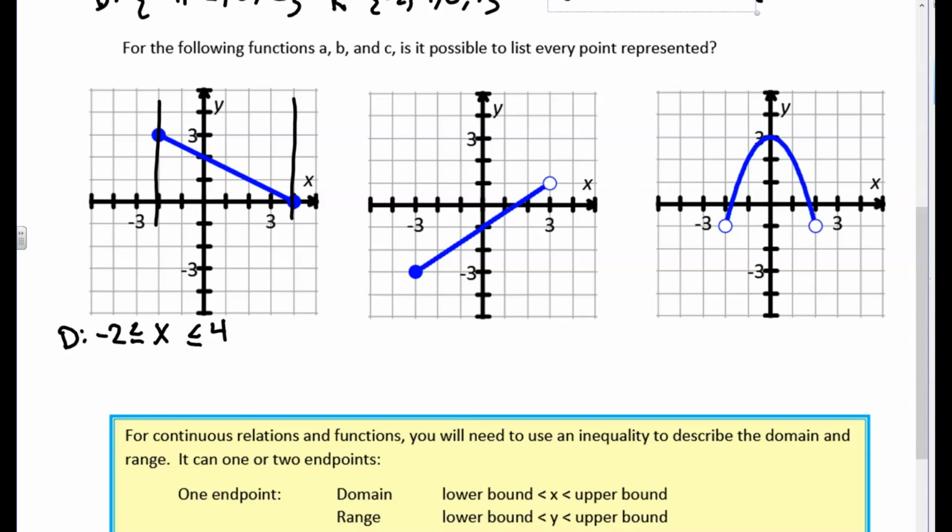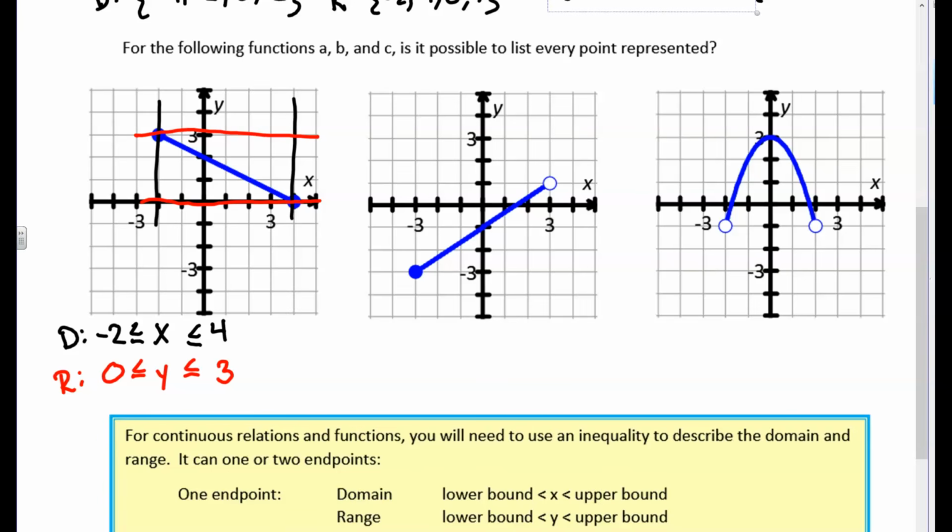Then on my y values, the lowest we go is 0, and the highest we go is 3 because, guys, y is vertical. So my range goes between 0 and 3 with my y. I'm able to equal both of those points, so I use the less than or equal to symbols. So that's how I do my domain and I do my range.